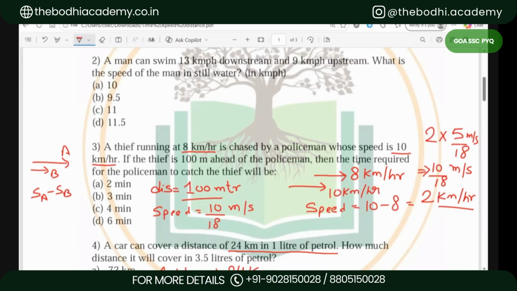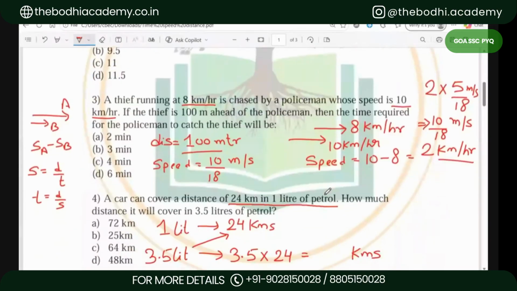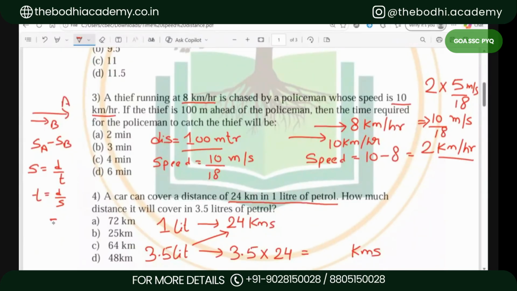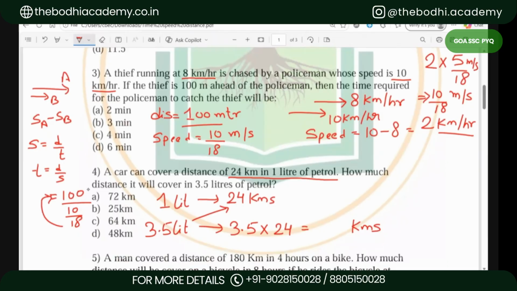Now the question asks the time required for the policeman to catch the thief. What is the time required? I know that speed is equal to distance by time, so time is equal to distance upon speed. How much is the distance? 100 meters. How much is the speed? 10 upon 18. This 18 goes on top. So it will become 100 into 18 divided by 10. 0 cancel, 0 cancel. 10 into 18, so it will be 180 seconds.